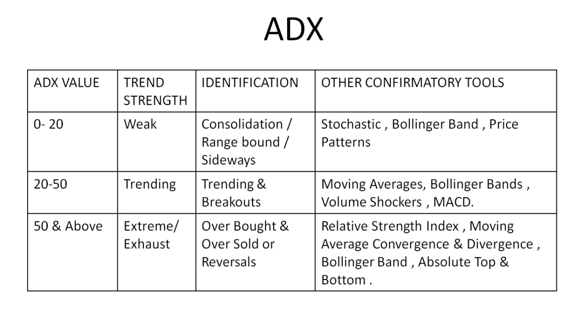If the ADX is above 50, we think that it is extreme and exhausted. We can use another confirmatory tool like RSI, MACD, Bollinger Band, absolute tops and bottoms, and that identification is considered to be overbought and oversold, or for the people who are considering reversals.